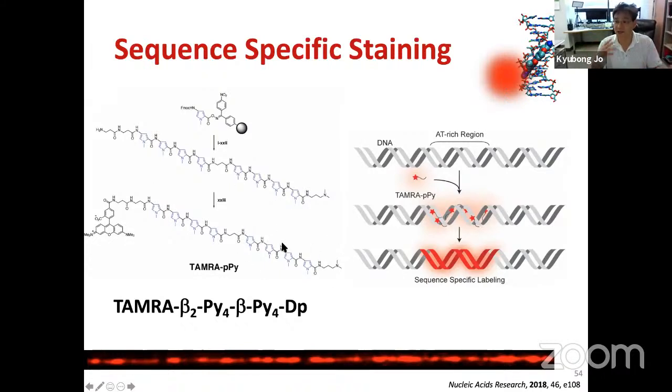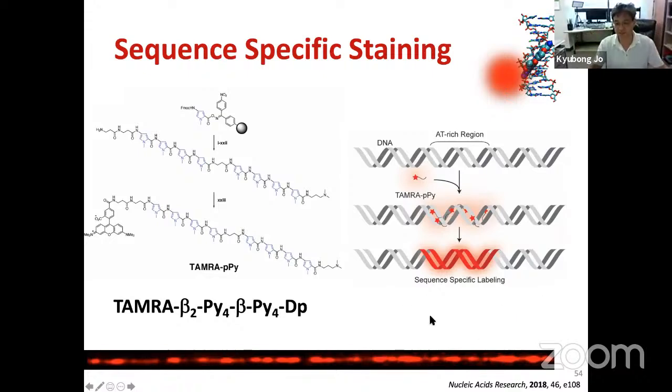We tried multiple times with various ideas, and then finally we found this chemical, with 8 pyrroles located linearly, and this one shows a really clean AT-specific pattern as I showed in the first images.